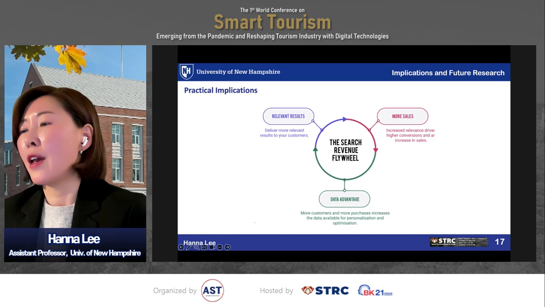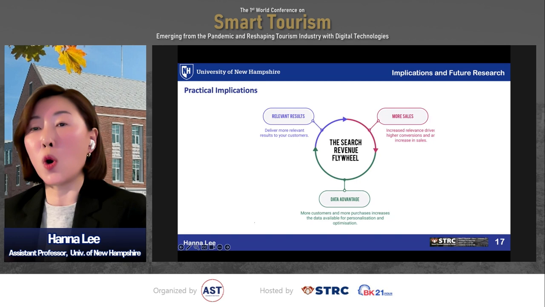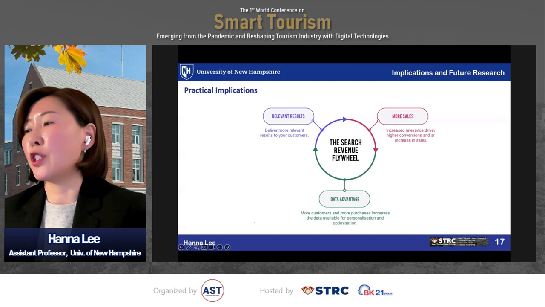And more customers and more purchases increase the data available for businesses and practitioners for personalization and optimization by building big data profiles of their own customers, and so the media asset that appears helps to create a strategic approach to personally engage with their customers better.